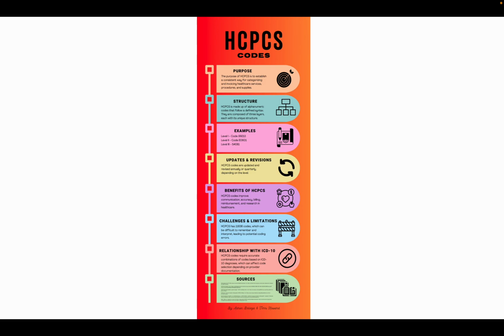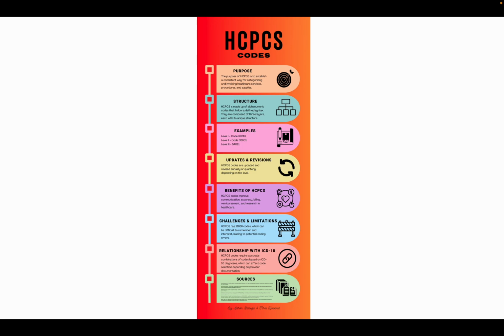For the structure, HICS is made up of alphanumeric codes that follow a defined syntax. They are composed of 3 layers, each with its own unique structure. Level 1 includes CPT codes, which are managed by the American Medical Association. CPT codes are numeric and they are 5-digit codes. They generally reflect medical treatments and procedures rendered by physicians and other healthcare professionals in clinical settings.